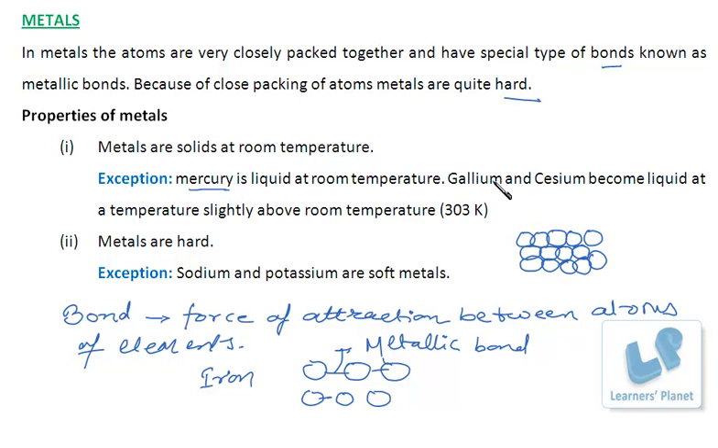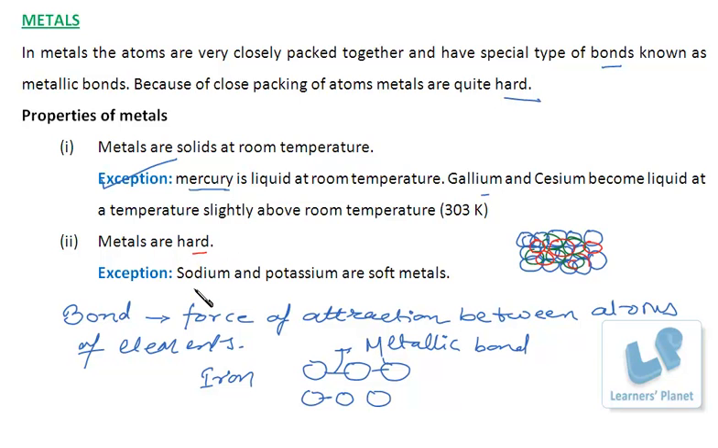Do remember this. Gallium and cesium become liquid at a temperature slightly above room temperature. They can melt in your hand also. So mercury is a metal which is liquid at room temperature, and gallium and cesium are metals which can become liquid at a temperature slightly above room temperature. Now, metals are hard. Why are they hard? Because of this close packed arrangement. The particles lie one above the other, closely packed, stacked together. So they are hard.